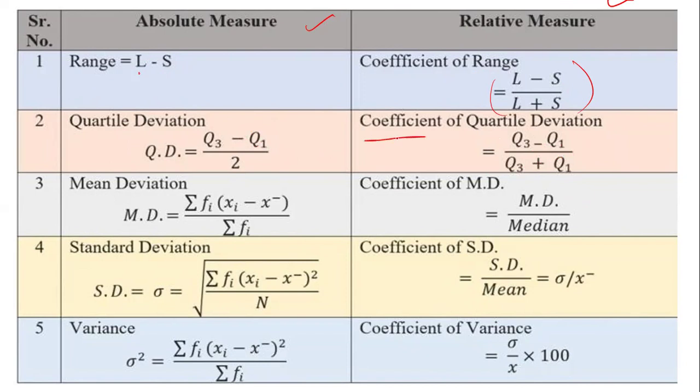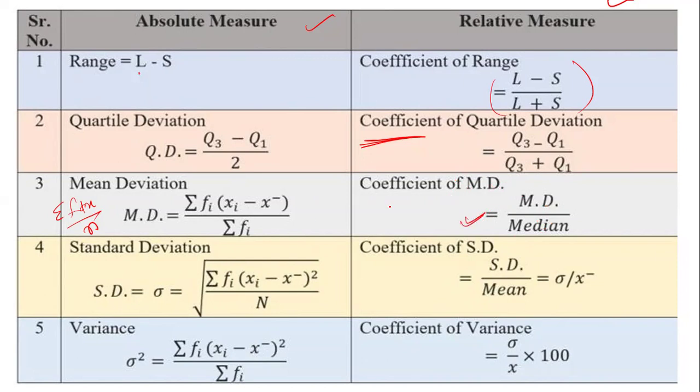So it is a coefficient. In case of quartile deviation, it is simply Q3 minus Q1 divided by 2. Then the mean deviation. What about the mean deviation? Mean deviation is the summation of frequency times dx divided by the number. In the coefficient of the mean deviation, it is the mean deviation divided by the median.